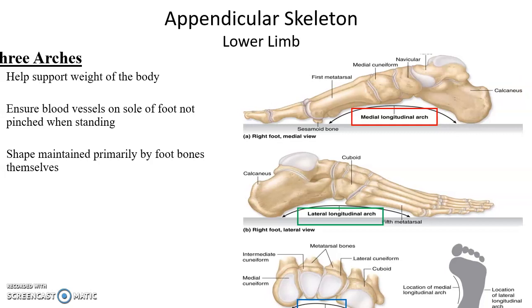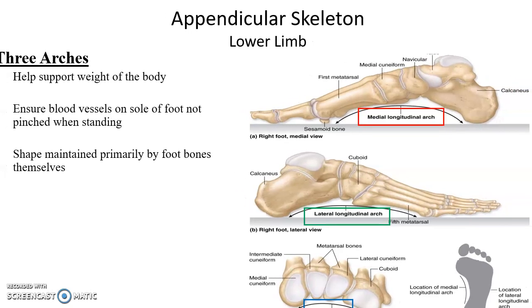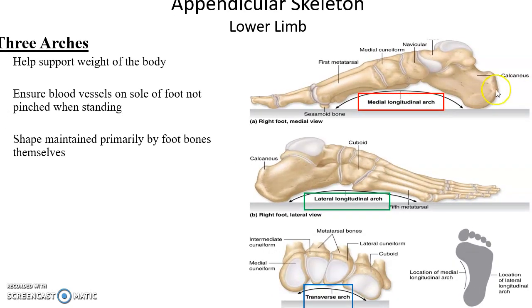The foot has 3 arches. These 3 natural arches of the foot help to support the weight of the body, to distribute that body weight in the most ideal manner to allow us to walk. Also ensures that the blood vessels and nerves on the sole of the foot don't get pinched when the person is standing up. And the shape of these arches is maintained based on the shape of the bones themselves, of the tarsals and the metatarsals.